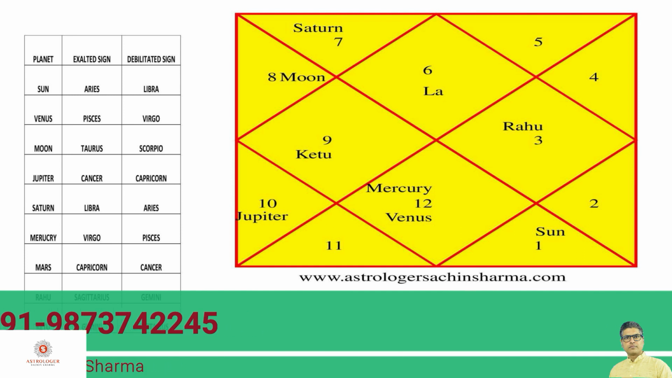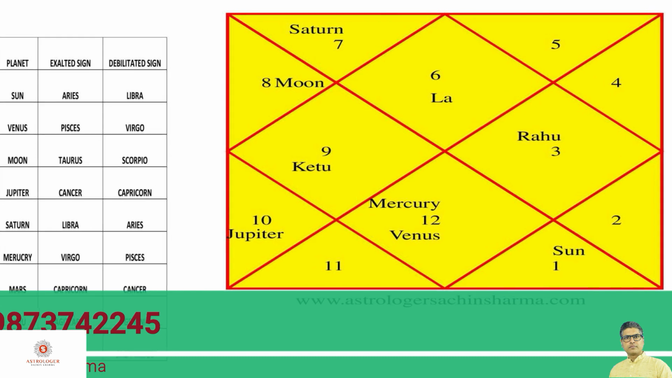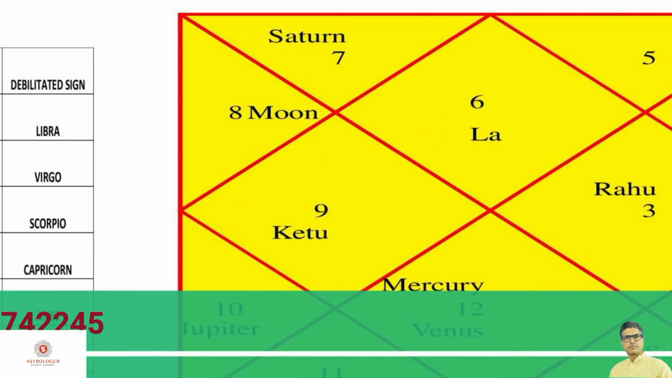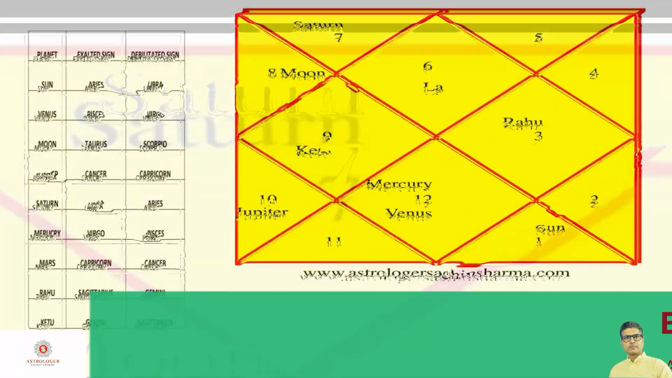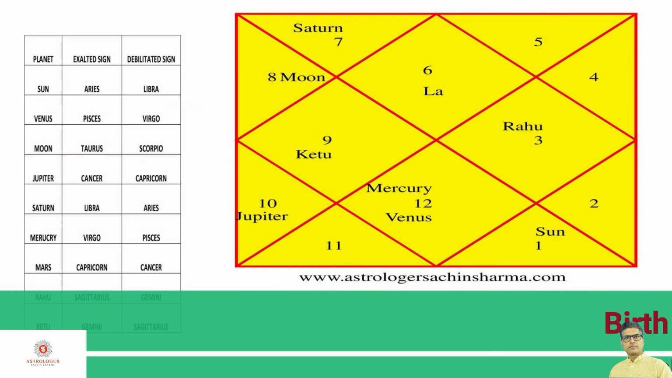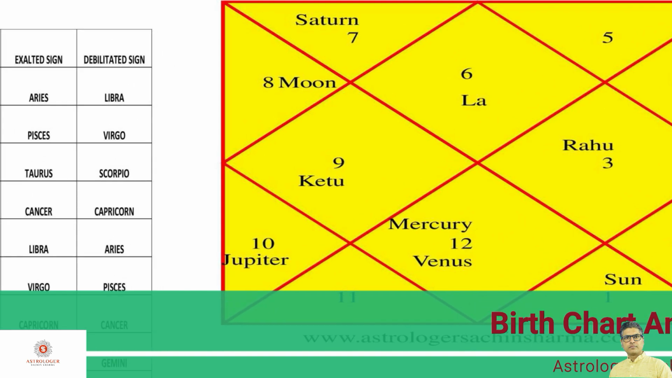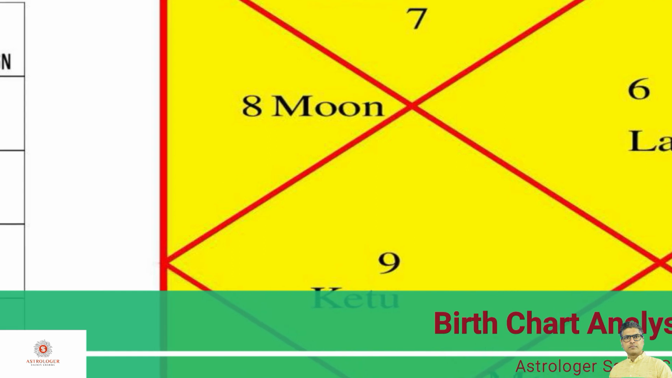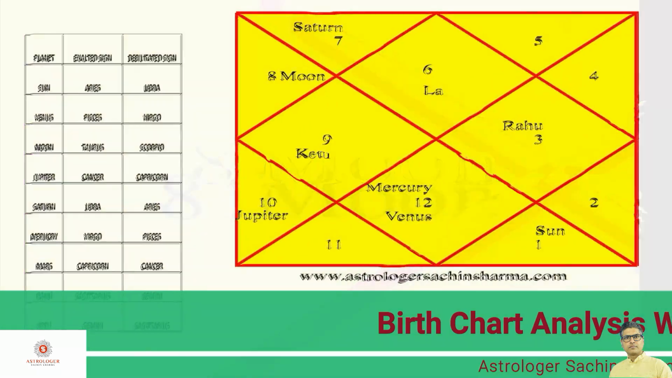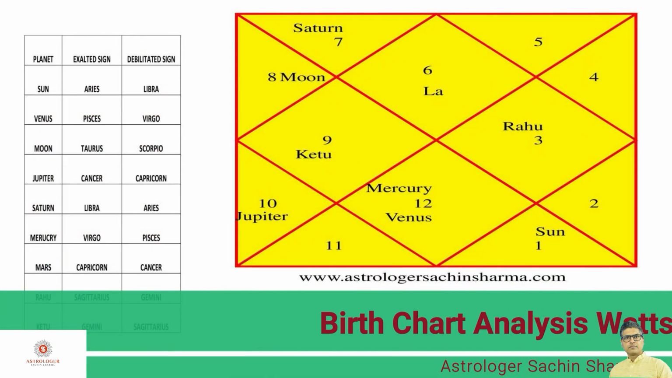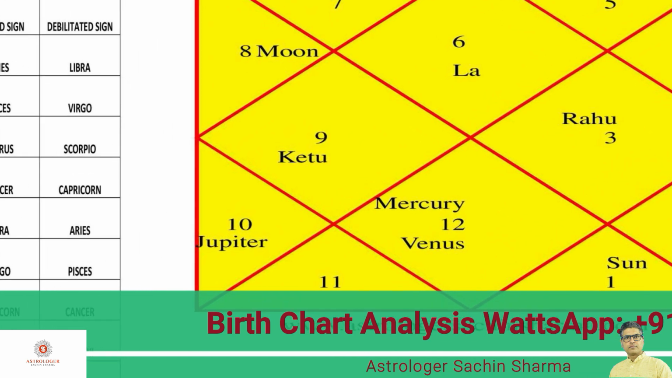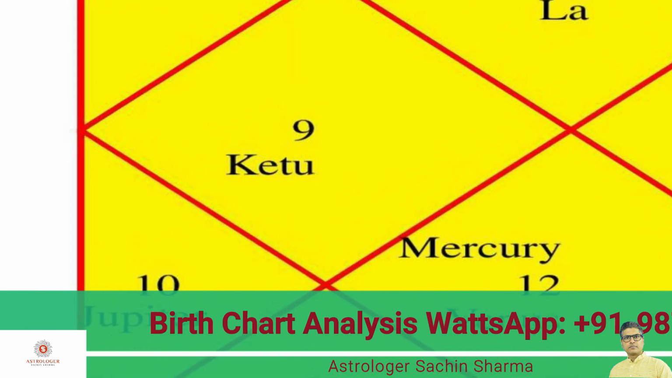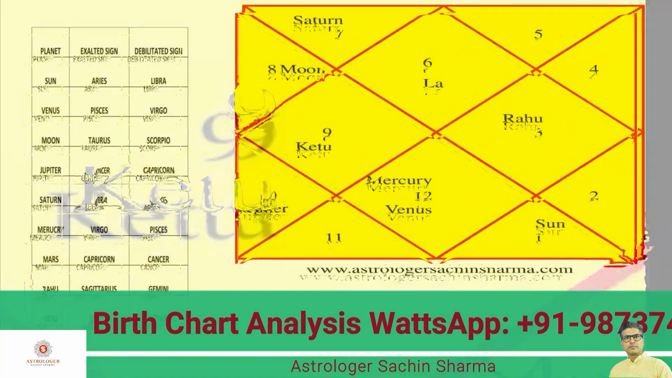So let us see first Saturn. Saturn is placed in the 7 number house. That means 7 belongs to Libra, and Libra is an exalted sign for Saturn. Now let's move towards Moon. Moon is placed in the Scorpio house. Scorpio is the debilitated sign for Moon, as we can see in the table itself, and Ketu is placed in the Sagittarius house. So we can say that Ketu is also placed in the debilitated sign.